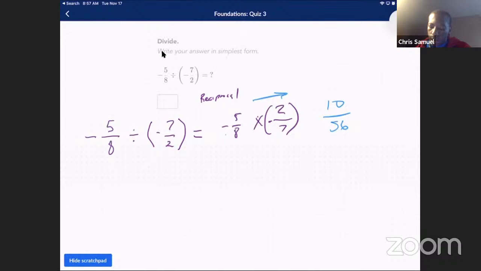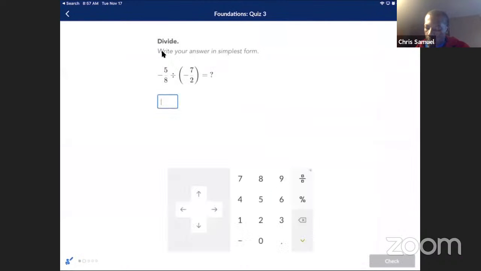And simplest form, let me see. I think 2 would be good. 2 goes into 10 5 times, and then 2 goes into 56 28 times. Yeah, that looks good. So 5/28.